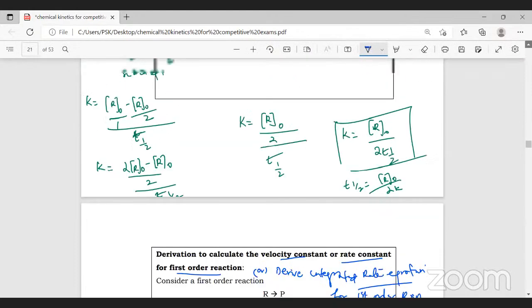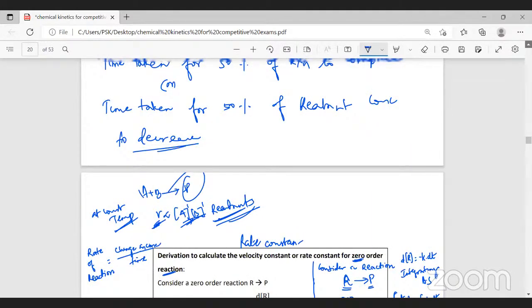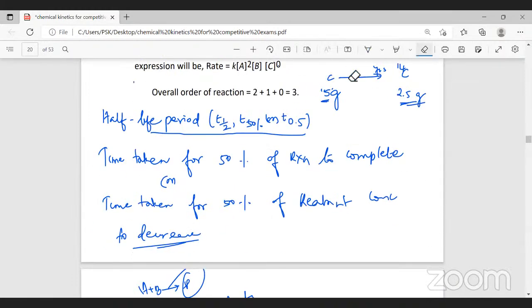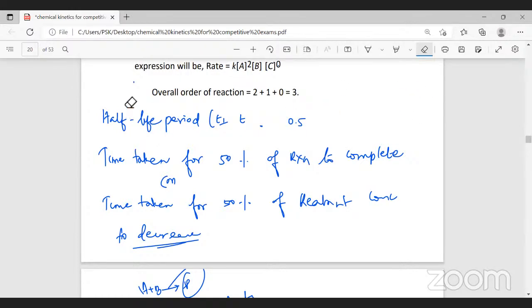Now we will derive this. In order to derive this, I need some space, so we will take this page. You know the definition for half-life, all that. All right, so we'll continue with it now.